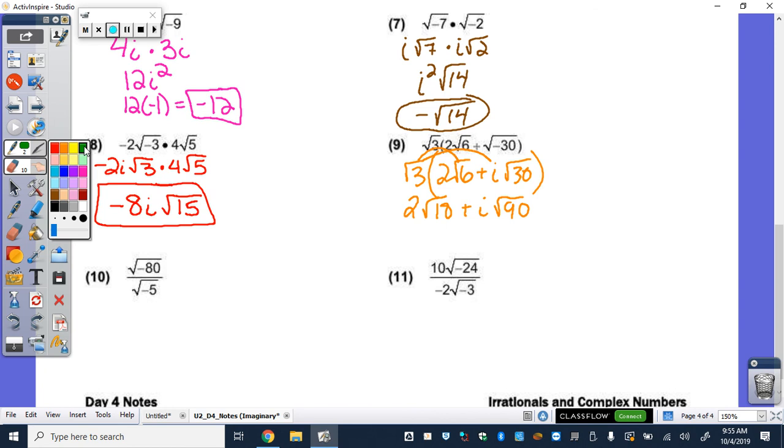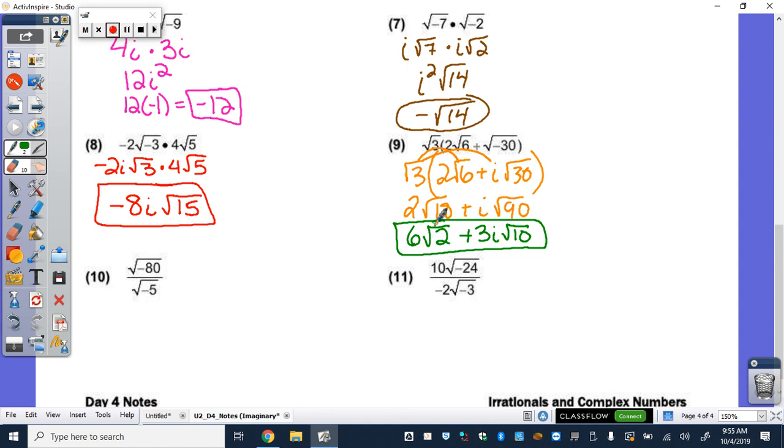So then the perfect square that comes out of 18 makes that 6 radical 2. Perfect square that comes out of 90 would be 9 again, so that becomes 3i radical 10. Then our radicands are different, so we can't add them.